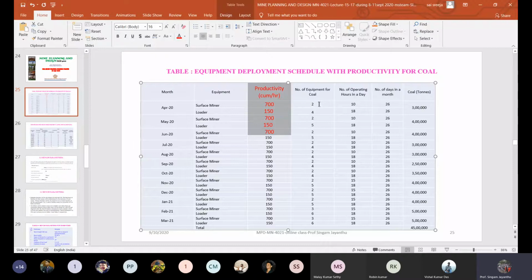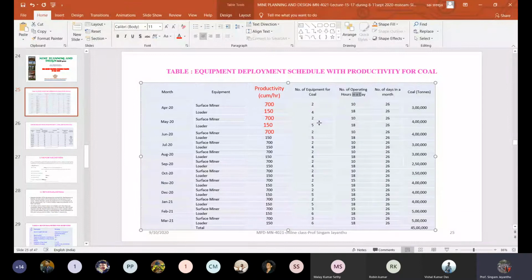For that we need a number of equipment, as I told you in the previous classes. There it was overburden material, and depending on those working conditions and requirements, you plan accordingly. Here is the number of operating hours, which they planned as 10, with 26 working days. Then how much coal you can produce in that month, and what loader capacity is needed to deal with that, is all mentioned here.